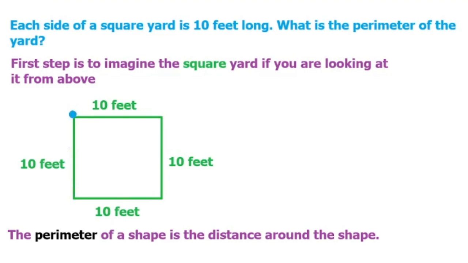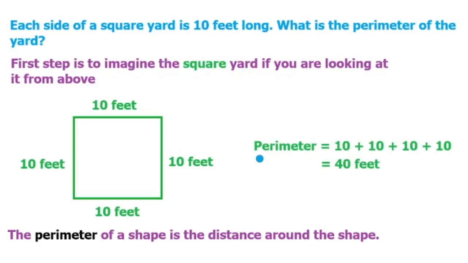So I first walk 10 feet, then I walk another 10 feet, then I walk another 10 feet, and finally I walk the last 10 feet. So what's the total amount of feet that I walked? So you would just add that all together, and you would see that the perimeter is 10 plus 10 plus 10 plus 10, which is 40 feet.